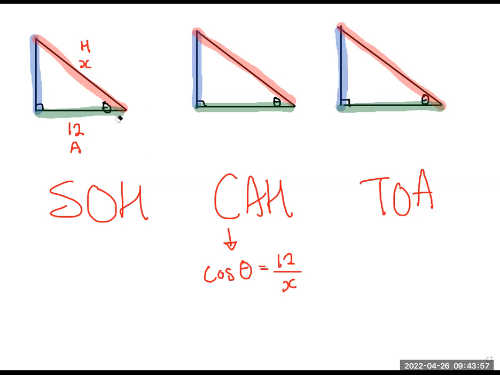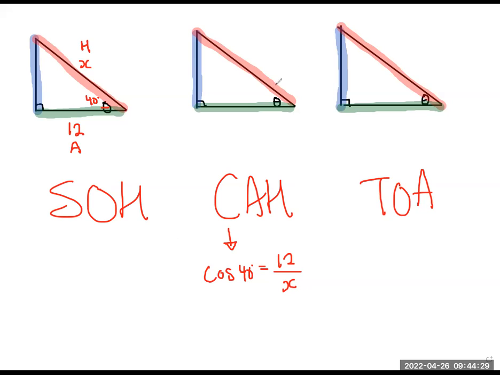Sure. So I might have made it a bit confusing. Let's pretend that angle is 40 degrees, right? So then you do cosine of 40 degrees is equal to 12 over x. And you do algebra. Yes, I know x is on the bottom. It's a little annoying. You have to do some rearranging. But that's how you find it.